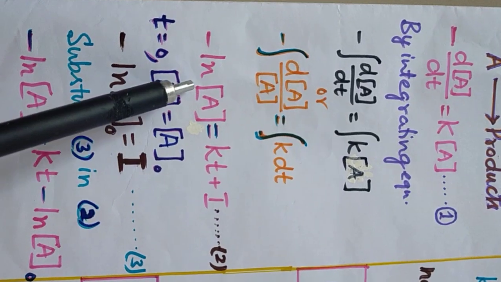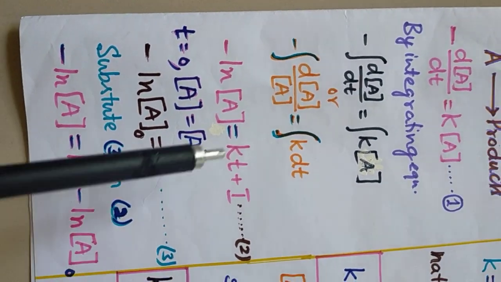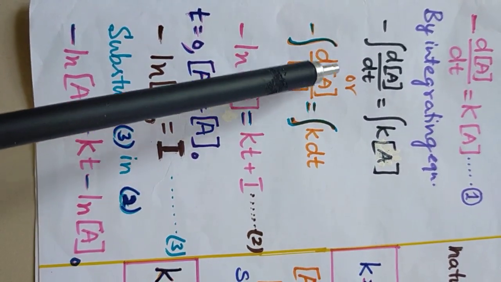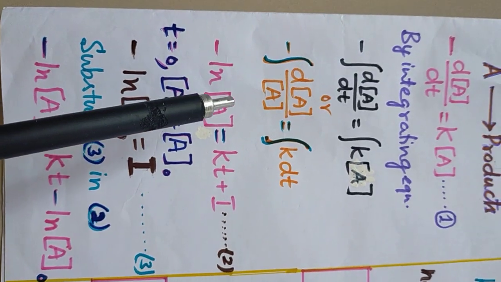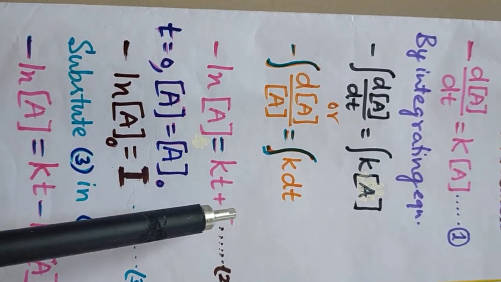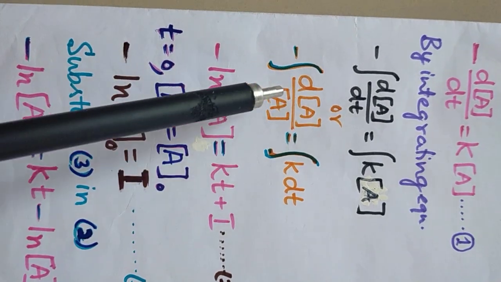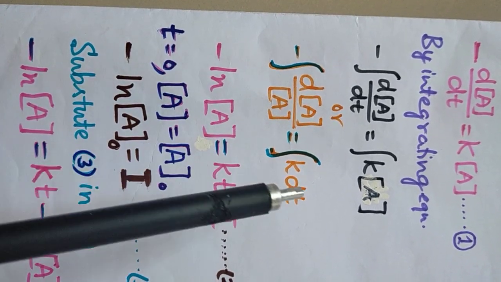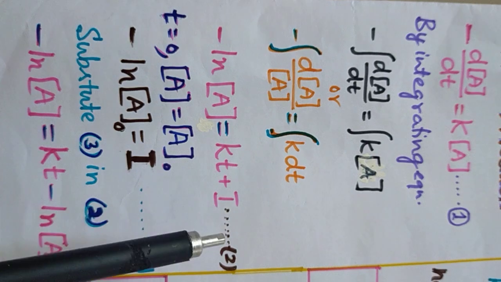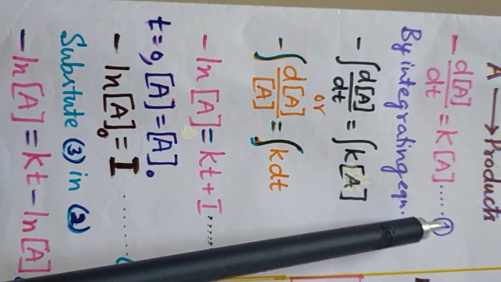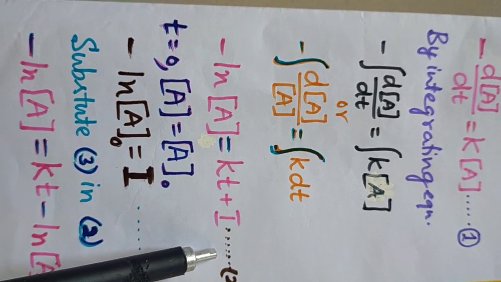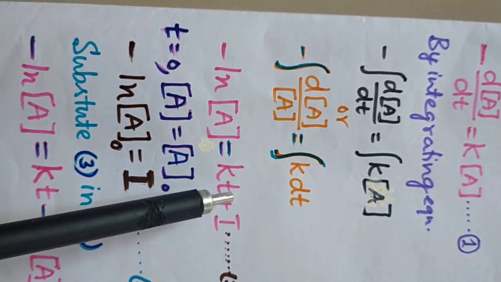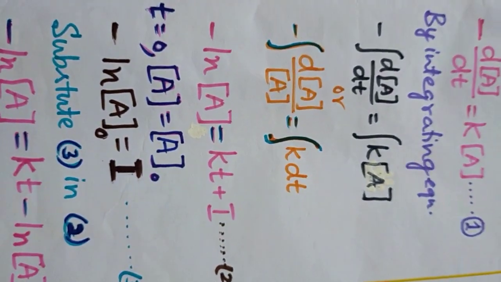Dear students, understand this one: by removing the integration, we apply the integration constant, and it becomes a logarithm of A. So minus ln A is equal to kt plus I, as the integration cancels. Call this equation number 2. Here the first one is equation number 1 and this is equation number 2. Here t, A and I are the three parameters, and we are going to change the t value and then the A value.